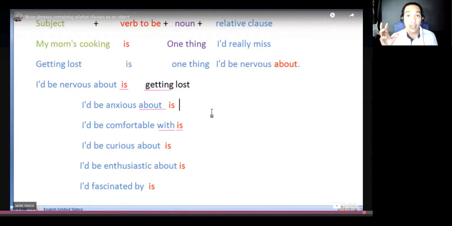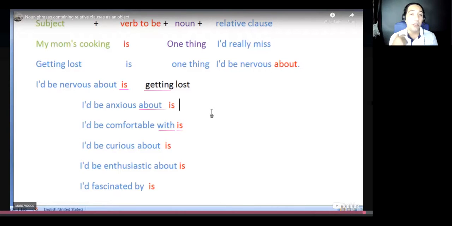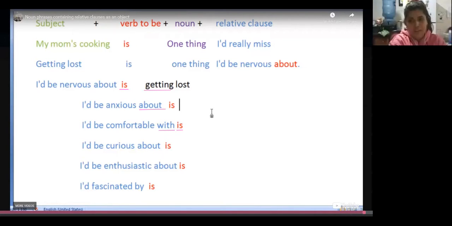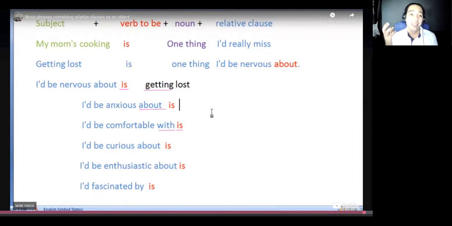So, sí se puede cambiar la preposición, Verónica. Buena pregunta. By. Let's see. I'll be anxious by. Ahí sí ya no podría aplicar el by. Something that I'll be anxious about. Something that I'd be anxious by. Finish the homework? Is finishing the exercises. Something that I'd be anxious by.